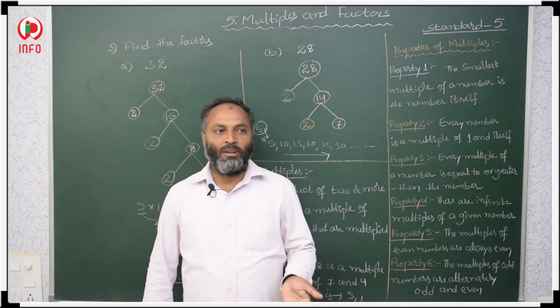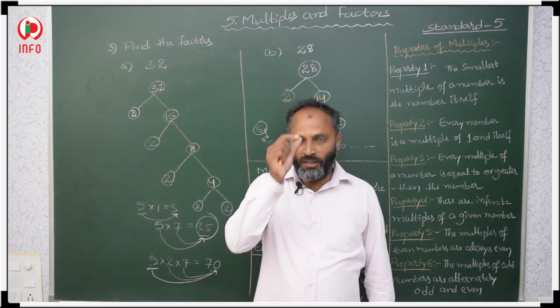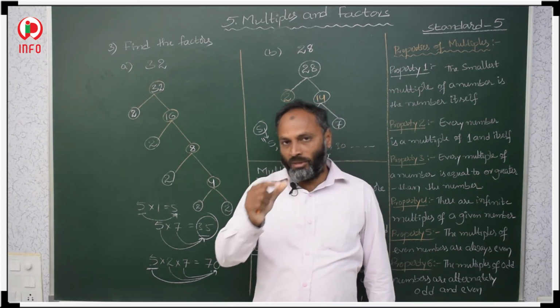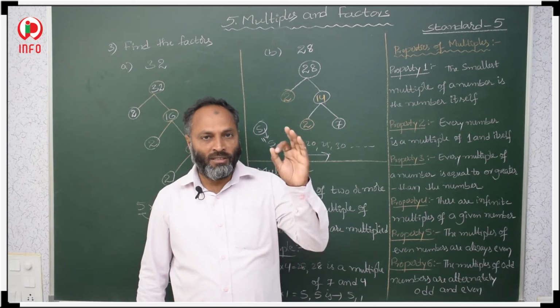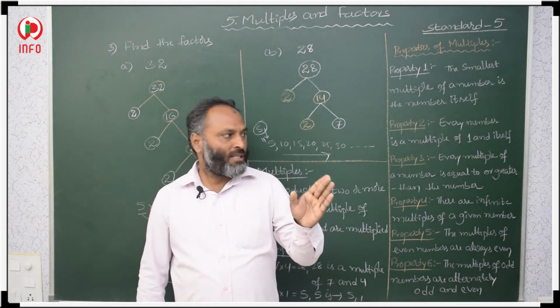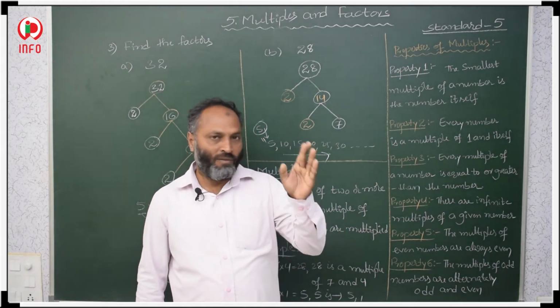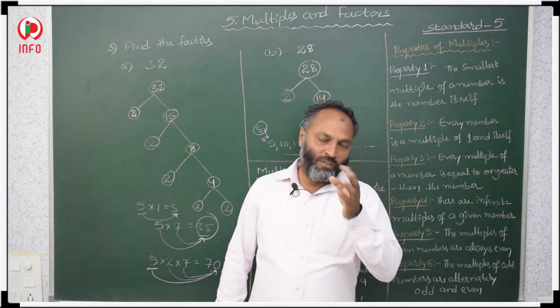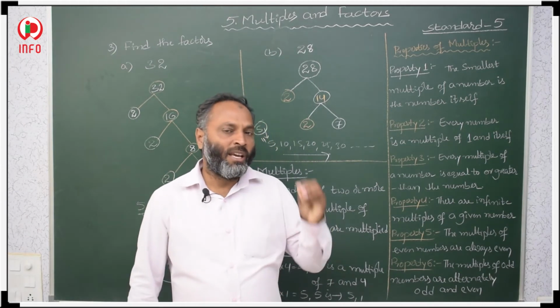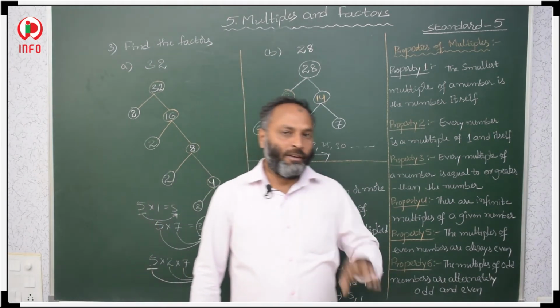Suppose in the 4 table, whatever multiples you get, all of them are even only. In the 6 table also, 6 is even. So once you check the 6 table, 6 ones are 6, 6 is even. 6 twos are 12, 12 is even. 6 threes are 18, 18 is even. 6 fours are 24, 24 is even. In this way, even multiples are always even.